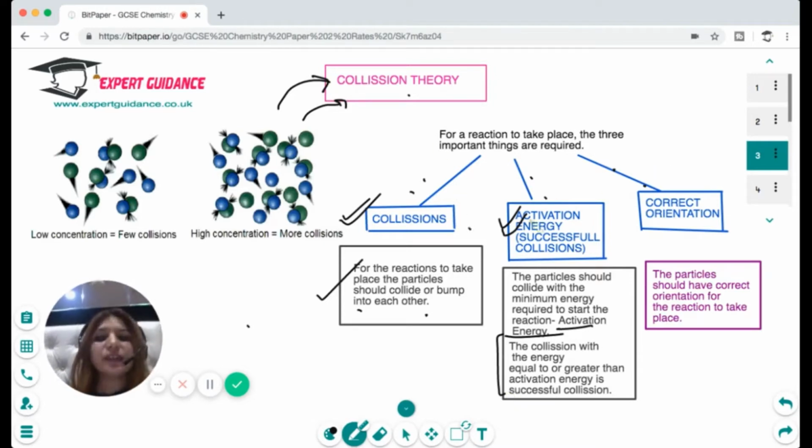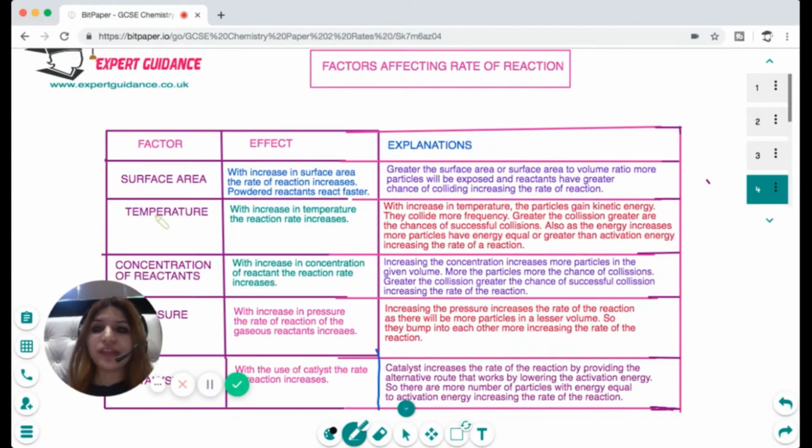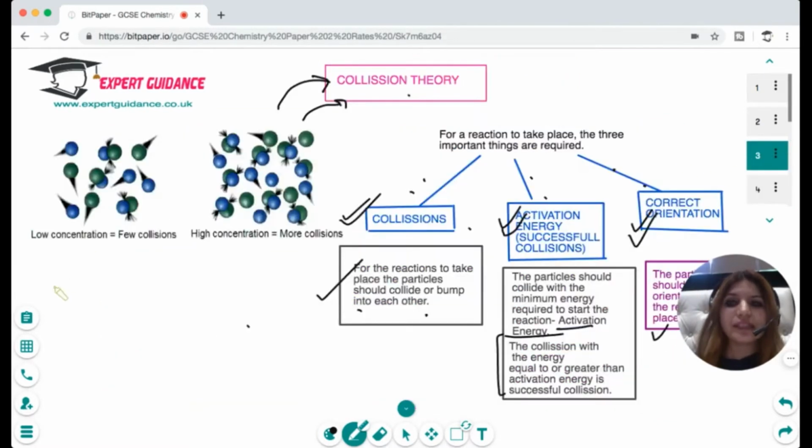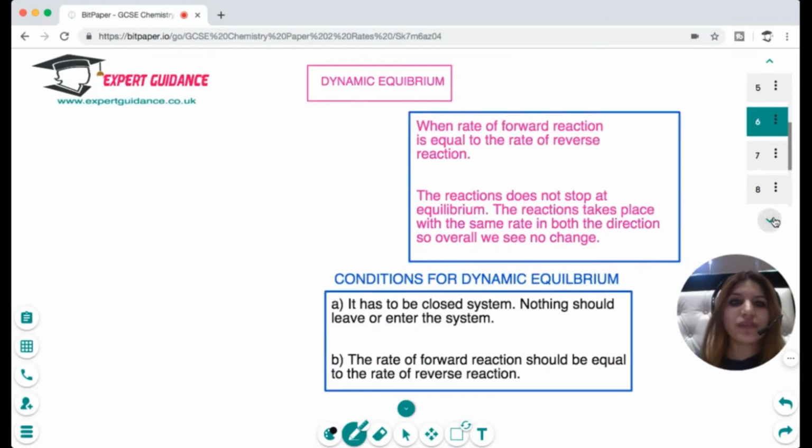And apart from collisions and the activation energy, proper orientation of the reactants is also required for the reaction to take place. So what are the factors that can now affect the rate of reaction? They are surface area, temperature, concentration of reactants, pressure, and catalyst. Now we'll answer all these effects and explanation on the basis of collision theory. Now you can see low concentration, fewer collisions; higher concentration, more particles to bump into each other, greater the rate of reaction. So we'll discuss the first factor, how the concentration affects the rate of the reaction.